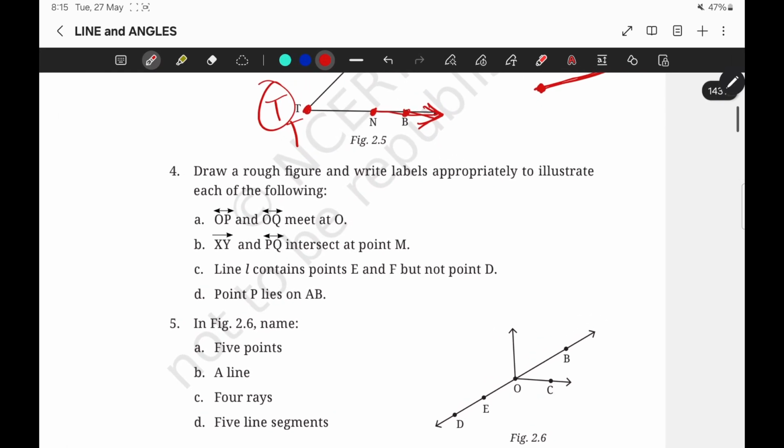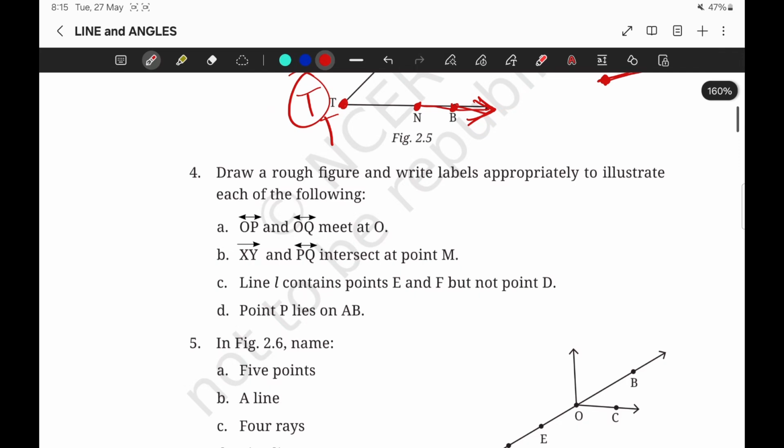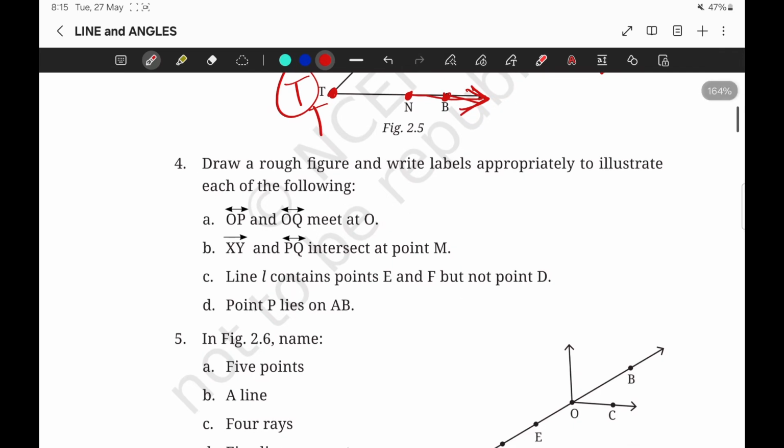Draw a rough diagram and write labels to illustrate each of the following. Line OP and OQ meet at O. Line OP and OQ, so they meet at point O. So for both P and Q, O is a midpoint.